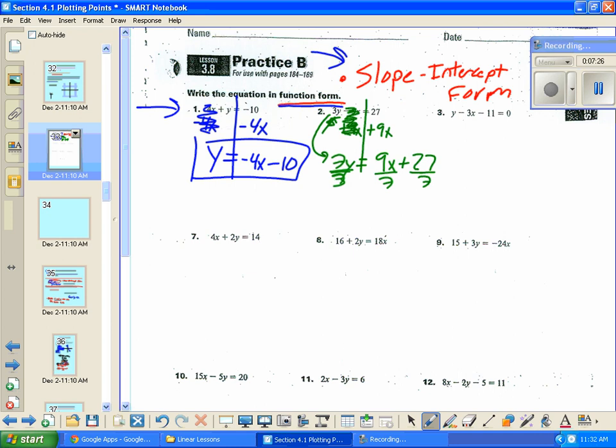If it helps you remember, just put a 3 under each one of them to make sure that you divide each term by 3. So if I'm dividing each term by 3, I divide the 3's over here. That gives me y by itself on the left side. 9 divided by 3 gives me 3, so 3x. Plus 27 divided by 3, which gives me 9. So this equation in slope-intercept form is y equals 3x plus 9.